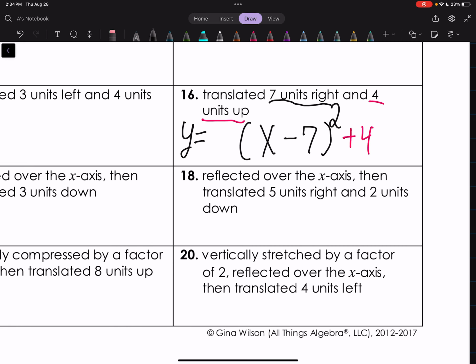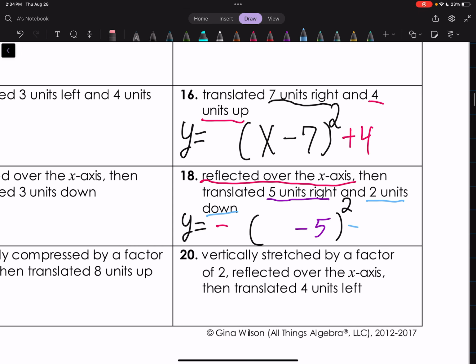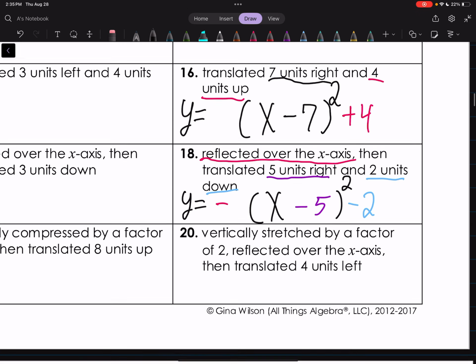Reflected over the x-axis. So I'm going to start with y equals blank, blank, squared. All right, reflected over the x-axis. I put a negative out front. Then translated 5 units to the right, minus 5 on the inside, and 2 units down, minus 2 on the outside. There's no more transformations. I'll put my x in. There's my equation. I'm going to do number 20 and let you try the rest.